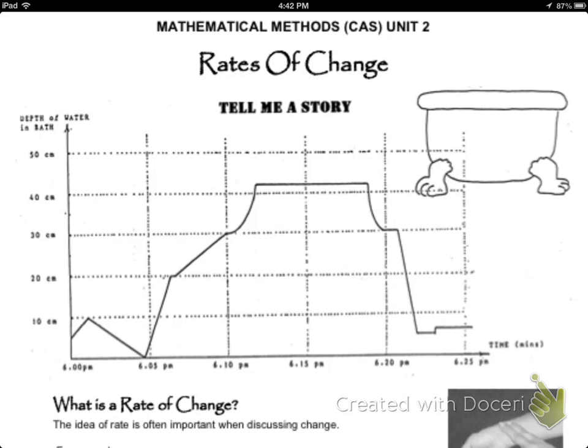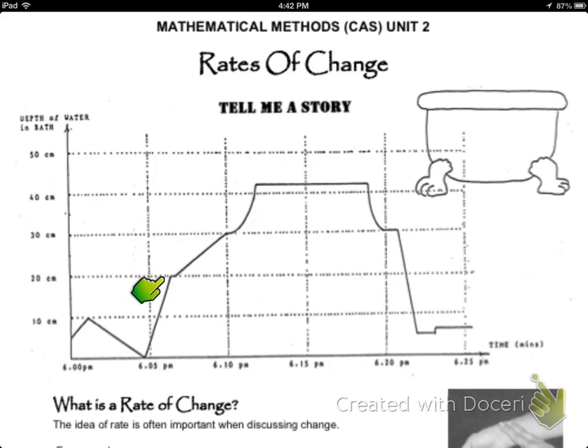The rate of change of a quantity is normally measured in relation to another quantity. For example, speed and velocity are both rates of change. Speed is the rate at which distance changes for a given change in time. In the example we see here, the rate of change we're considering is that the depth of water, which is our y variable, is changing in relation to time.